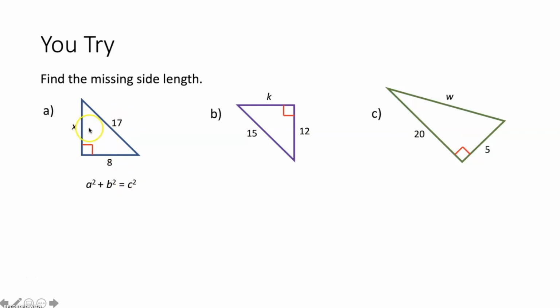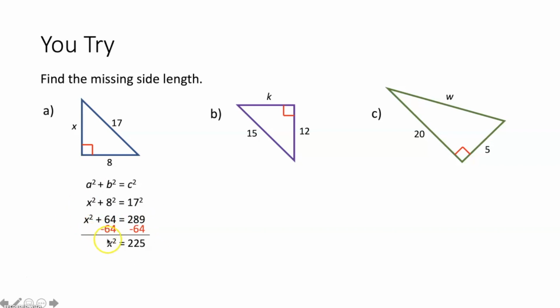Your a and your b, it doesn't matter which is x or which is 8. I'm just going to plug in x for a and 8 for b. Now what I can do is simplify this and solve for x. So I square the 8 and the 17 and I get 64 and 289. I then solve for x by subtracting 64 on both sides and I get x squared is equal to 225.